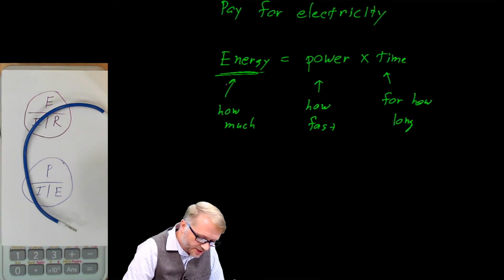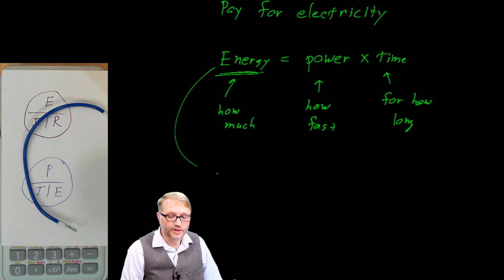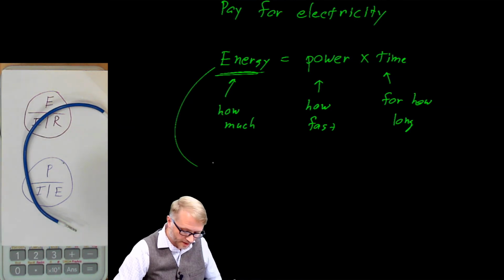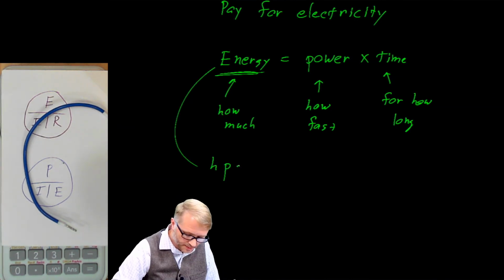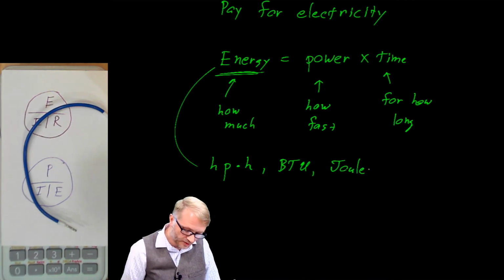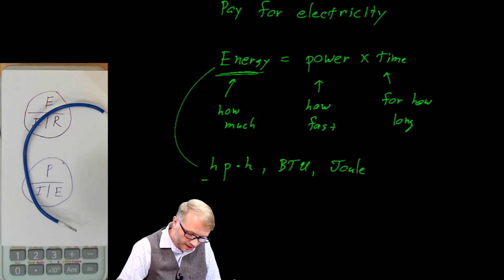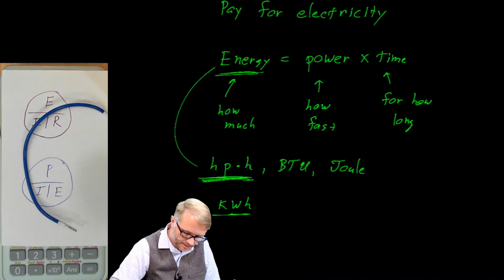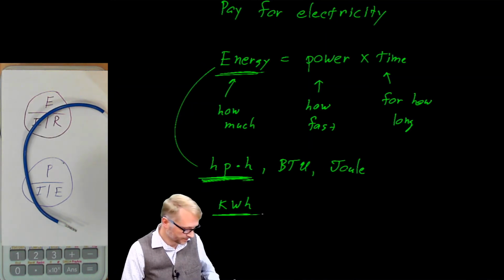By the way, energy has a bunch of different units that we could use. We could talk about the horsepower hour. We could talk about BTUs, calories, the joule. For this course, we're going to stick with horsepower hours and kilowatt hours. Those are the two that we're going to be using.